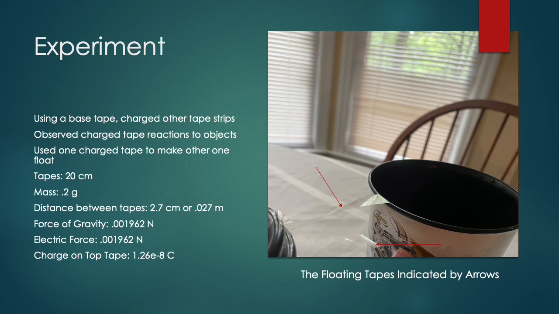The mass of them was 0.2 grams. The distance between tapes when one began to float was 2.7 centimeters. And the force of gravity acting on the top tape was calculated to be 0.001962 newtons. Therefore, the electric force acting on the top tape was also 0.001962 newtons. The charge on the top tape was calculated by hand to be 1.26 times 10 to the negative 8th coulombs, and it was a positive charge.